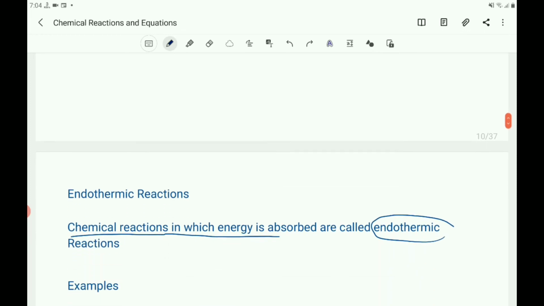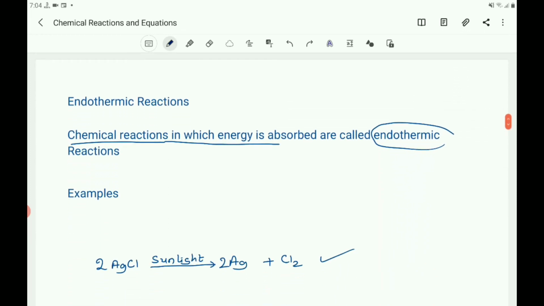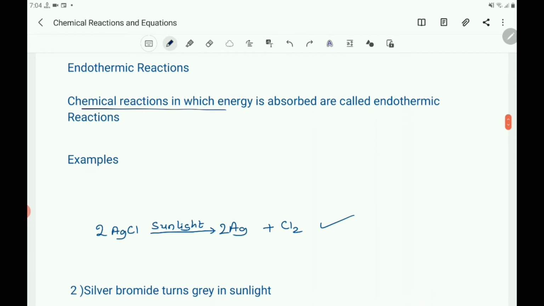Next, about endothermic reaction. So what is an endothermic reaction? It is a chemical reaction in which energy is absorbed. It is the opposite of exothermic. In this reaction energy is absorbed together with the formation of the product, and it is called the endothermic reaction.